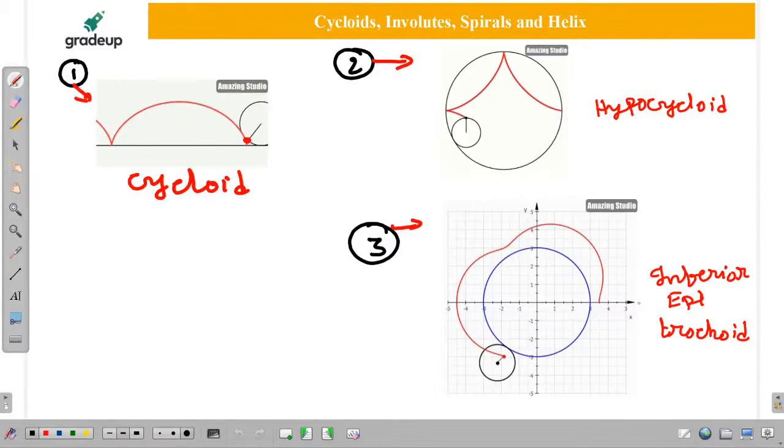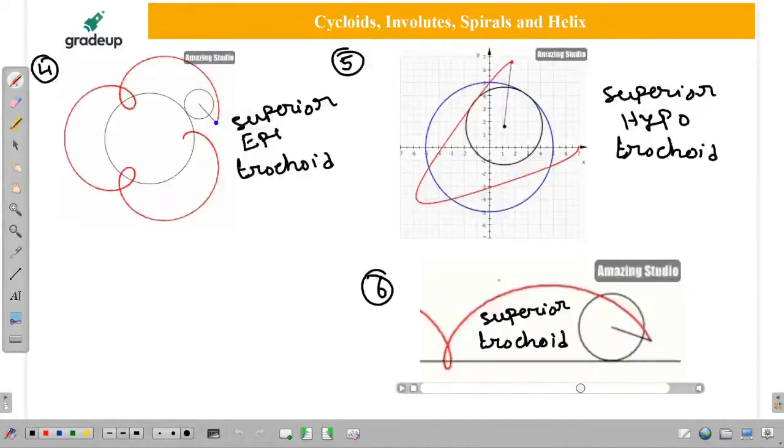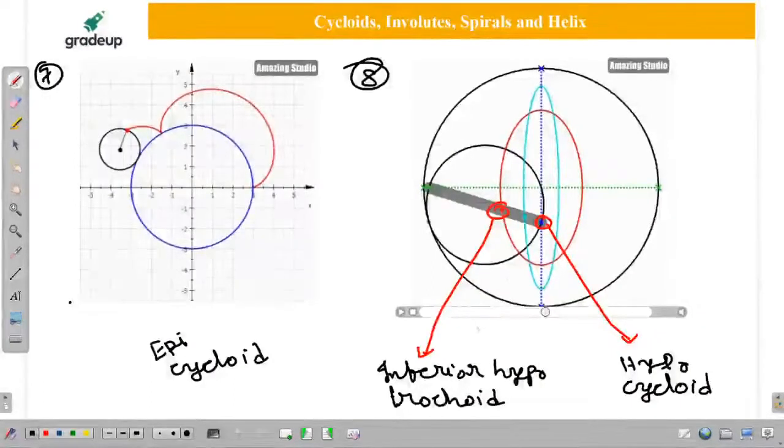Eighth one, I will repeat it. I will repeat it, my dear friend. No worry. Now here I am going to play it, just to observe it.